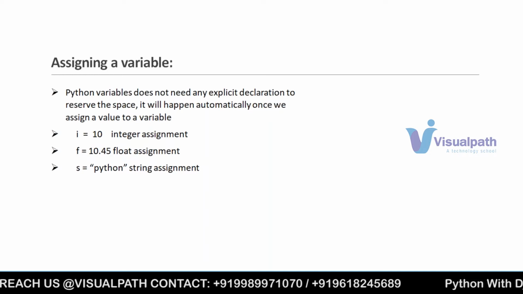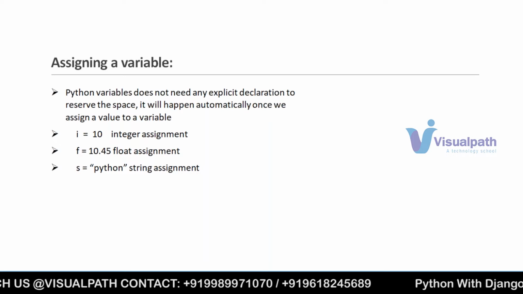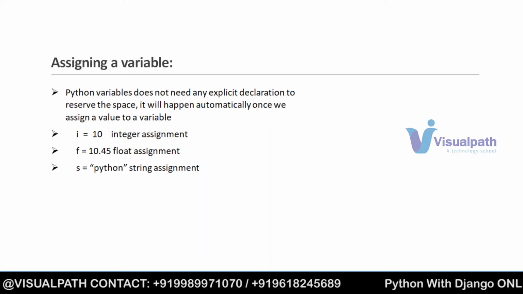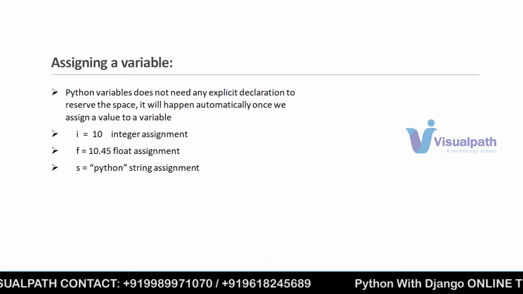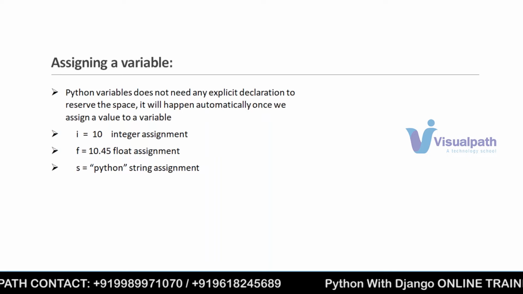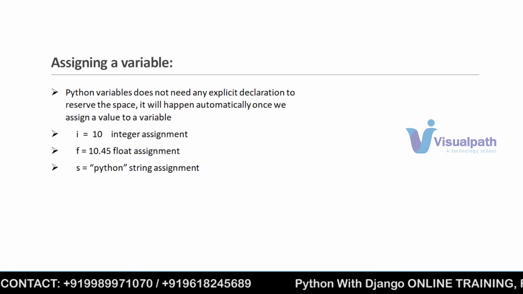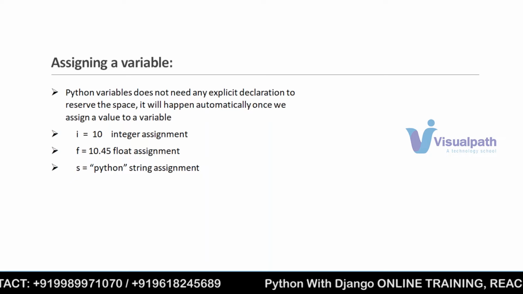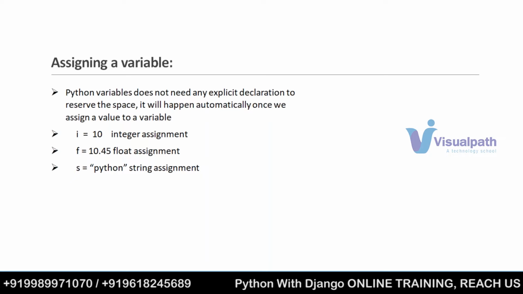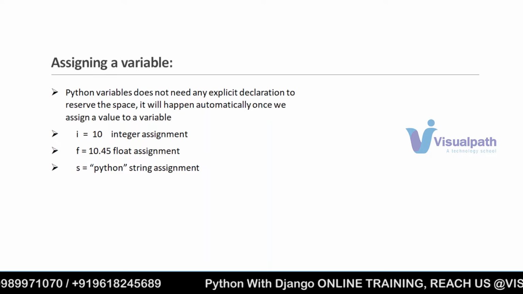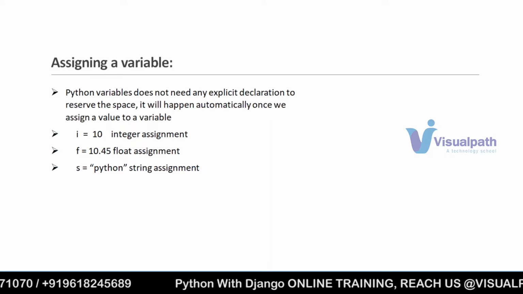When I say i equal to 10, it is an integer assignment. f equal to 10.45, it is a float assignment. The last one is a string assignment, right? Because Python is a dynamically typed programming language. Everyone remember what is a dynamically typed programming language? I think we discussed it last week, in the second class.